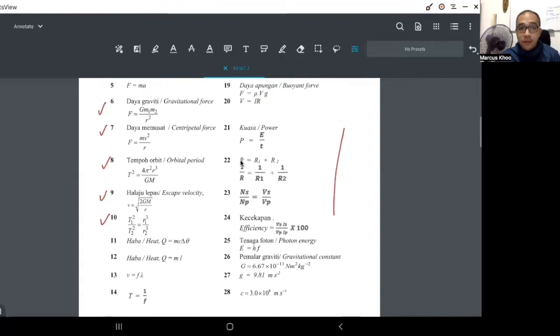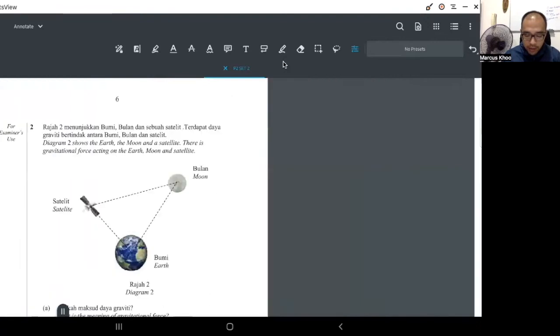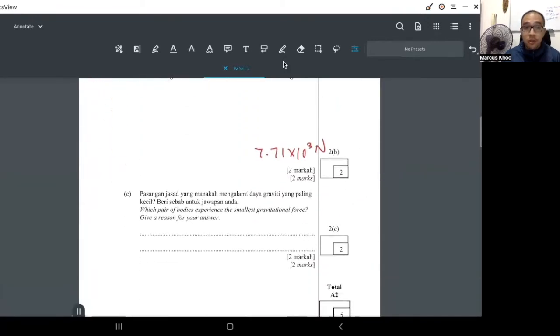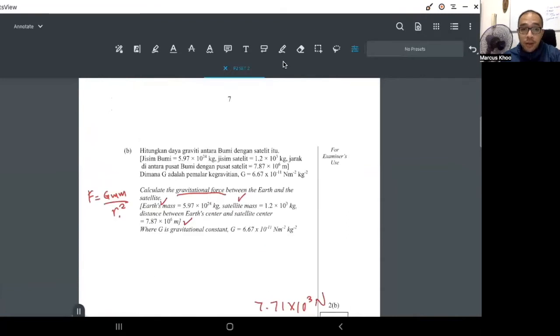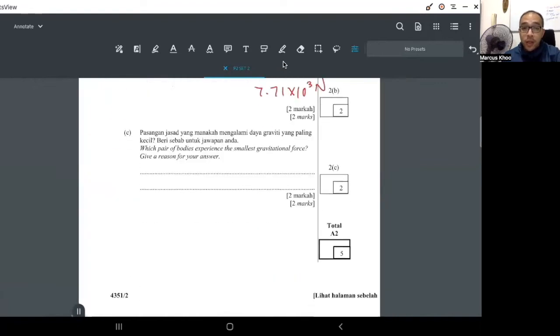So in this case, gravitational force is given by Gm1m2 divided by r squared. So you calculate this and you will get 7.71 times 10 to the power of 3. Which pair of bodies experience the smallest gravitational force? If you think about this, which pair is either satellite and Earth, or moon and Earth, or satellite and the moon? Obviously, it will be the satellite and the moon.